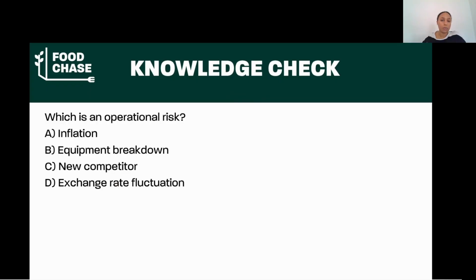Let us do a quick knowledge check. Which is an operational risk? Inflation, equipment breakdown, new competitor, exchange rate fluctuation. Which of these is an operational risk? Could it be inflation? Could it be equipment breakdown? Could it be a new competitor or an exchange rate fluctuation? So the answer is B. An equipment breakdown is an operational risk and it poses a risk to our day to day operations.